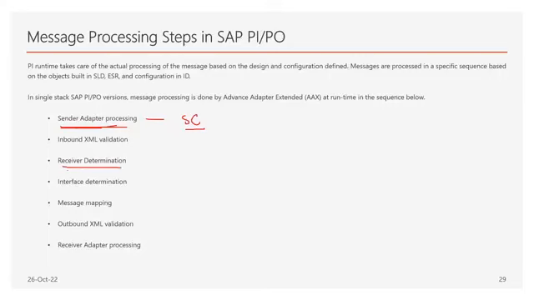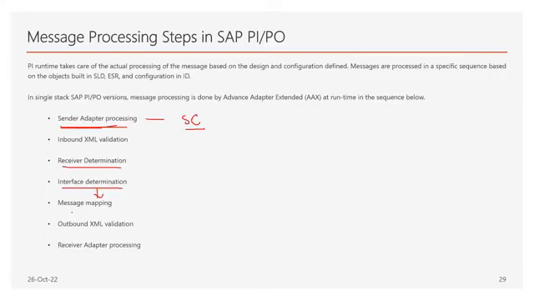Okay, once you determine the receiver, we will determine the mapping, so that how the data has to be transformed. That will be done inside your interface determination or using message mapping. We use operation mapping inside our interface determination, wherein inside operation mapping we use message mapping. So don't get confused. We'll see all these things one by one in the coming sessions.